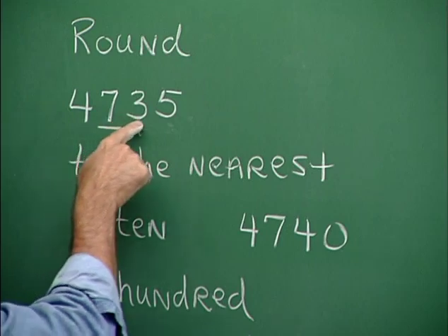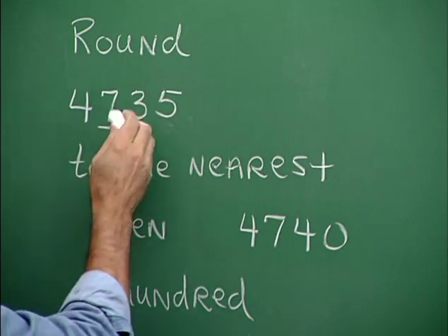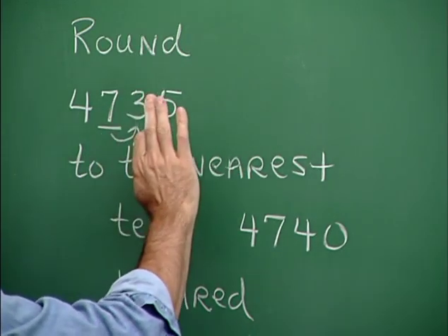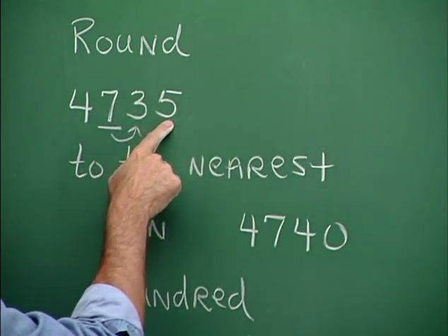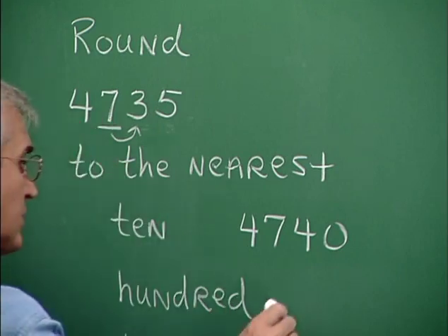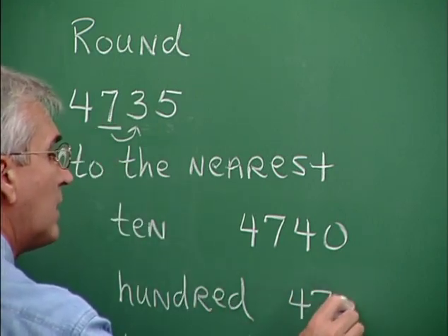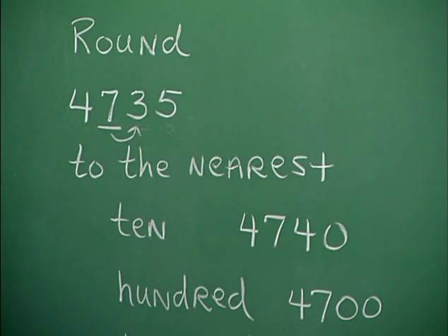You see, it is smaller than 5, and therefore we're just going to lop it off. And really what we're doing, we're not just lopping it off, we're changing it into a 0, and that into a 0 as well. So this is 4,700 to the nearest 100.